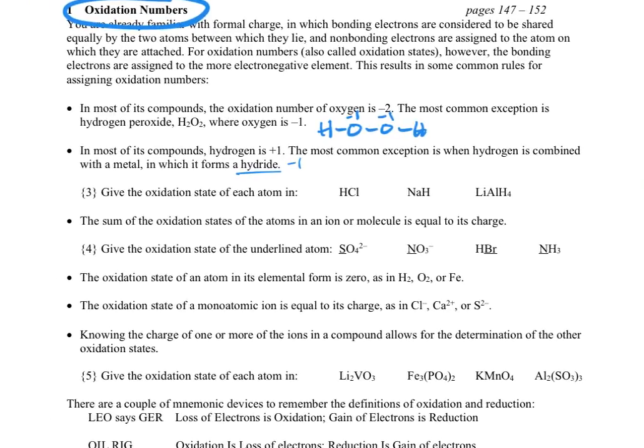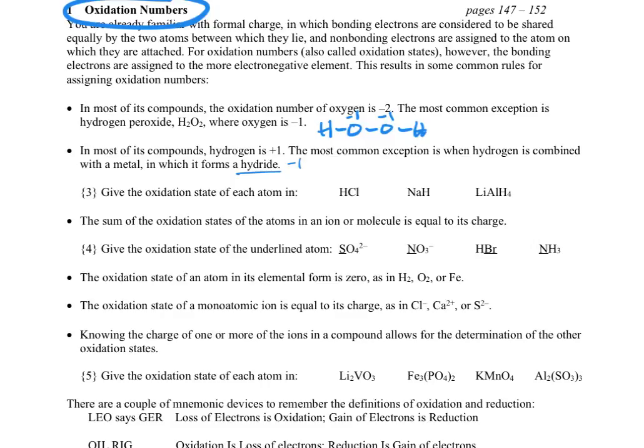So there are 2 elements, oxygen and hydrogen, for which we're going to have pretty consistent results in terms of assigning oxidation states. So once you have the oxidation states for some atoms, you can start to develop the oxidation state of all of the atoms in a compound.